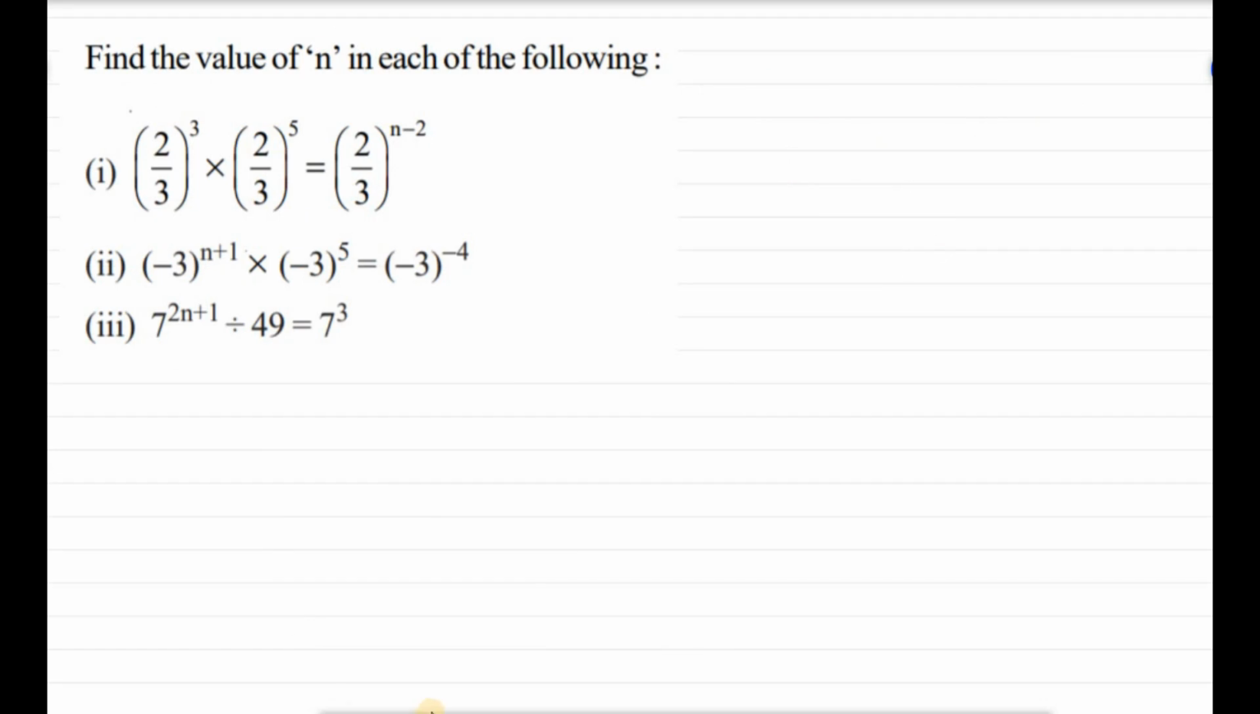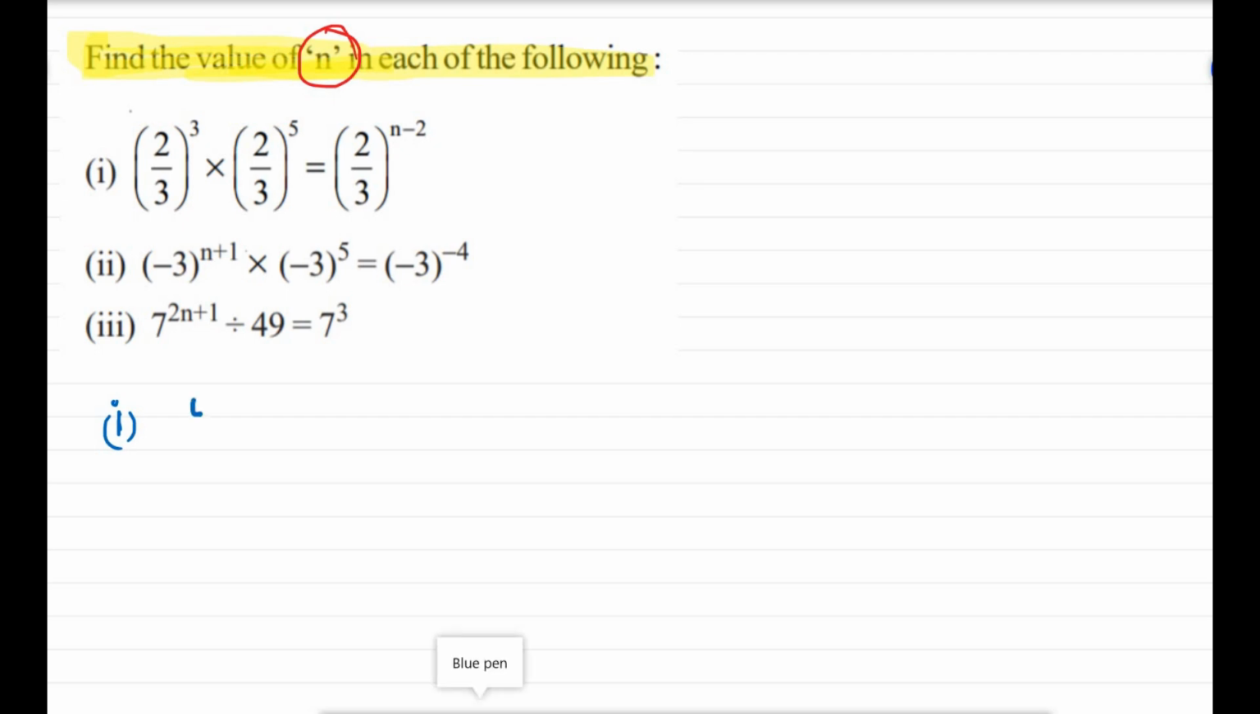See here, these are very important problems. What is given is: find the value of n in the following. So we have to find the value of n from the given statement. I'll solve 3 problems for you. So here we go, the first problem.